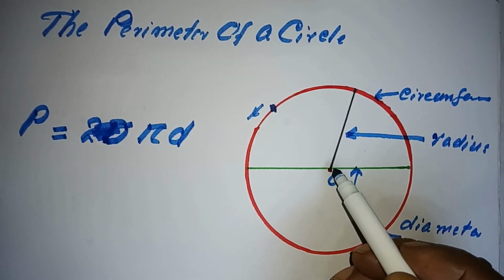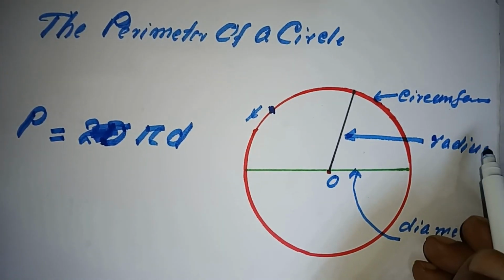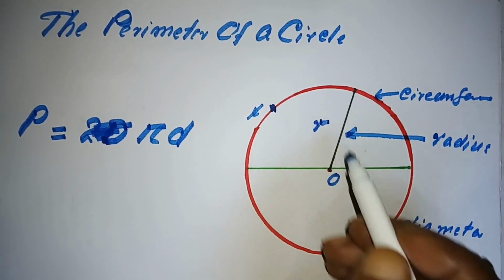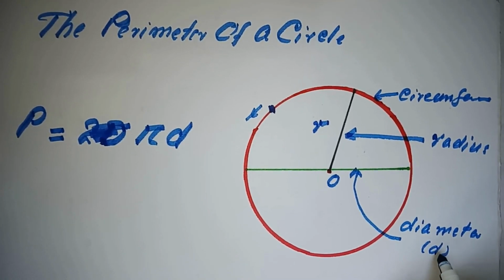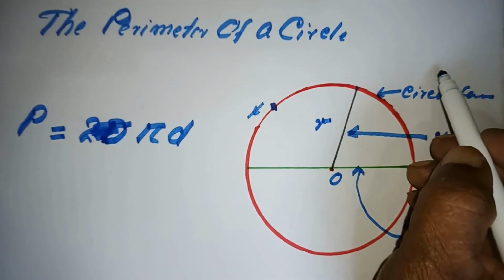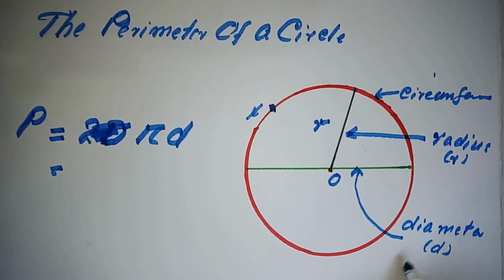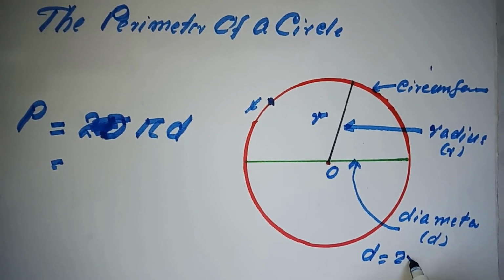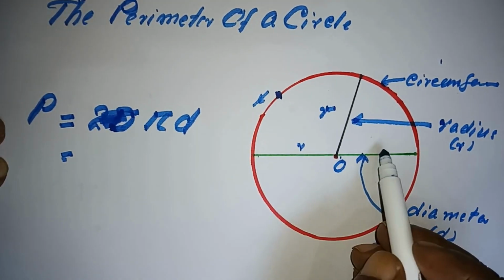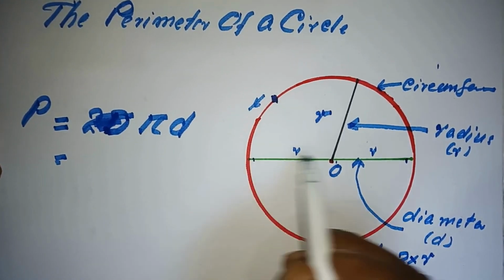The radius means the straight line drawn from the center of the circle to the circumference. This is the radius. Radius we can give the notation as r. The diameter we can give the notation as d. So the perimeter is equal to pi d. The diameter is equal to twice the radius, because O to here is radius, O to here is radius, therefore the diameter is r plus r, that is 2r.